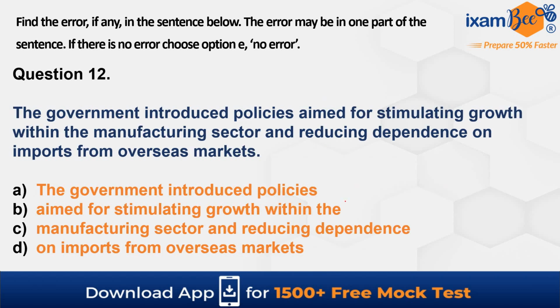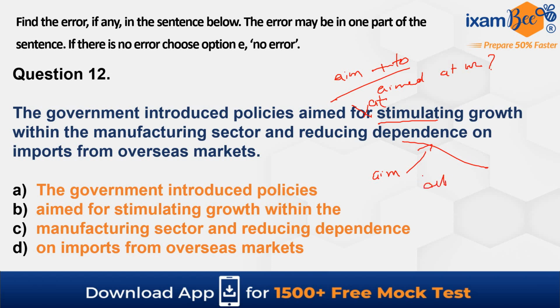Next question. Government introduced policies aimed for stimulating growth within the manufacturing sector and reducing dependence on imports from overseas markets. So the government introduced policies aimed what? Like I told you in the previous questions, with aim you usually use "to". But here the case is different. Policies aimed at stimulating growth. So instead of "for", we need to write "at" here. If the aim is related to carrying out a certain action, then the preposition "at" is used. Hence the answer will be B.